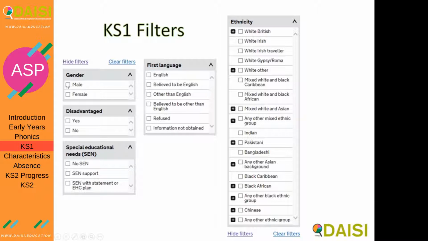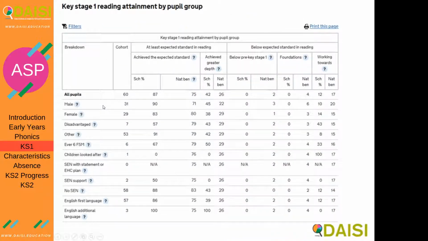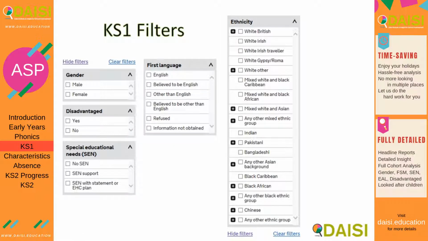So what happens if you click, say, on boys, male? Well, it's like you could have the word boy written after any of these. So you have disadvantaged boys, non-disadvantaged boys, SEN boys. The female line will disappear, as would the all pupils lines. And then if you want to remove the effect of your filter, just click on clear filters.